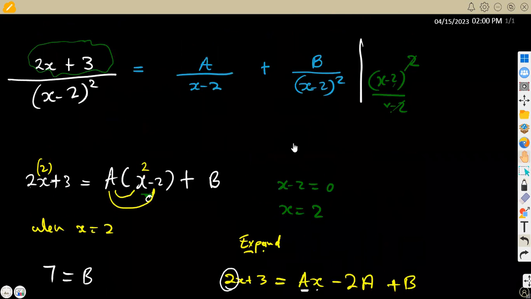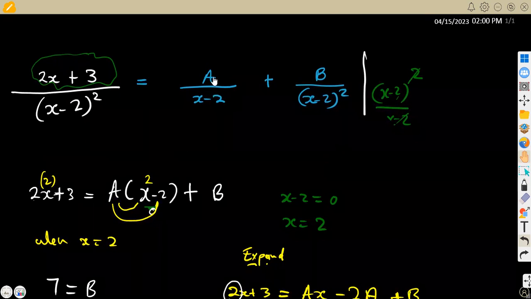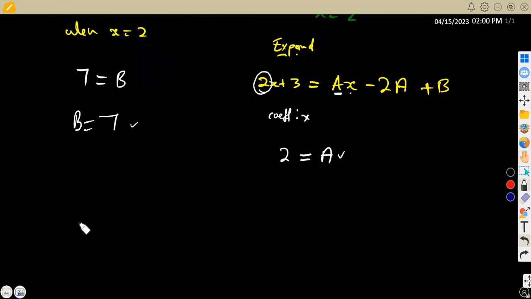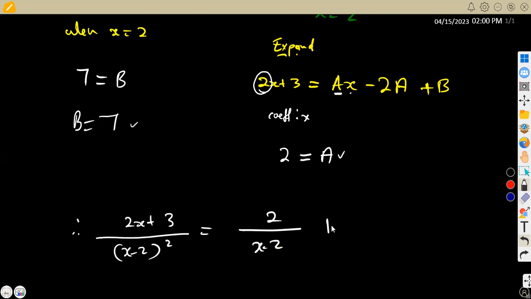So we can substitute back into the format that we were given. Therefore, the whole function that we were given before, 2x plus 3 over the bracket of x minus 2 squared, is going to be A over x minus 2, where A is 2, so that's 2 over x minus 2, plus B, which is 7 over x minus 2 squared. That is what you're going to have as your final answer for having this into partial fractions.